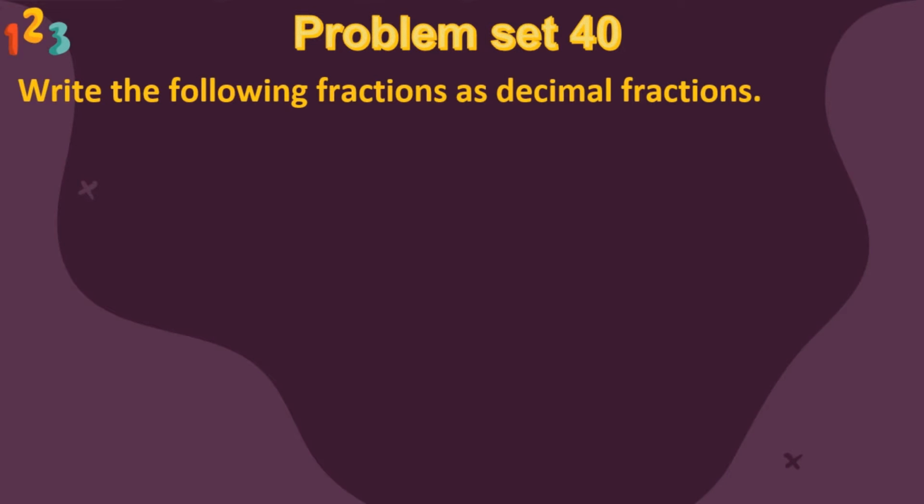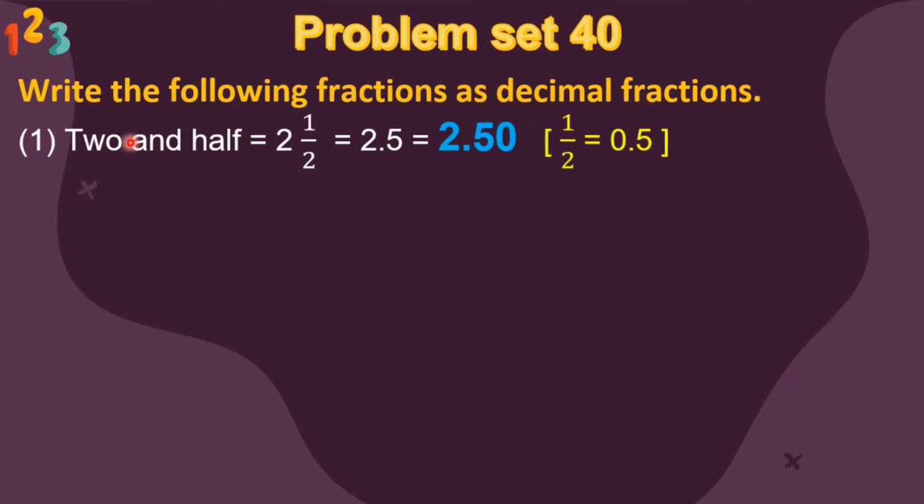The question is, write the following fractions as decimal fractions. So we have the first fraction, 2 and a half, which we write as 2 1/2. We have learned that the value of half in decimal fraction is 0.5. So we write this fraction as 2.5, which can also be written as 2.50.